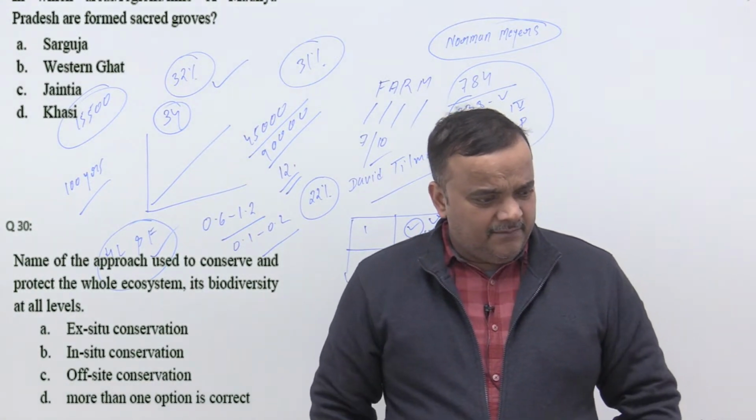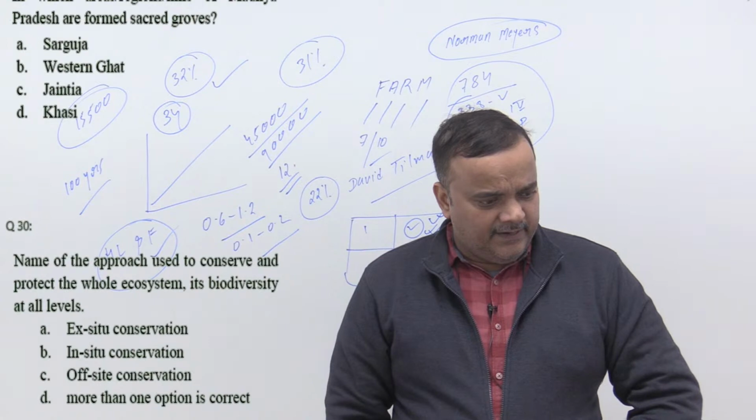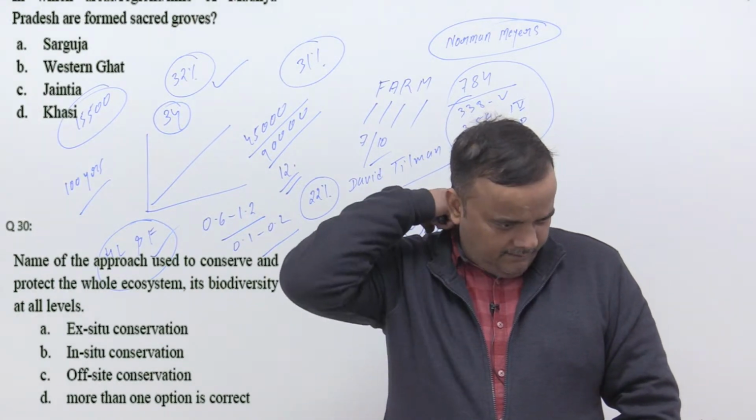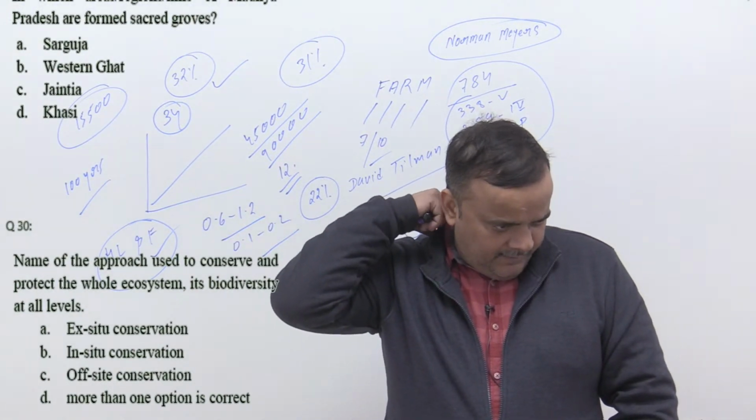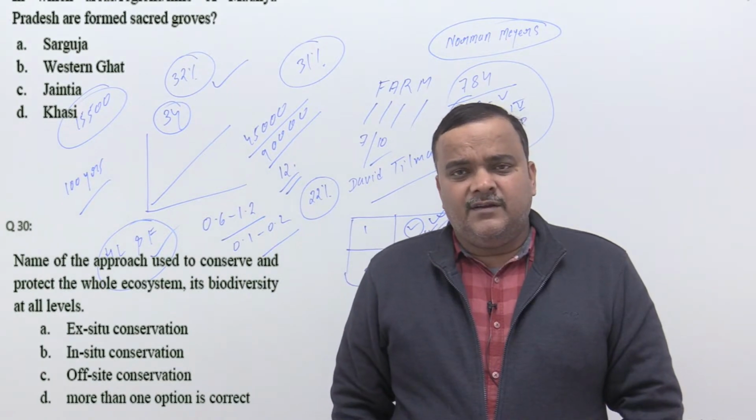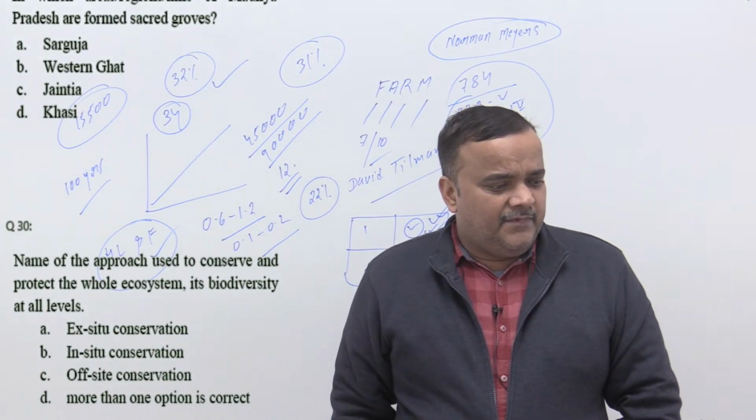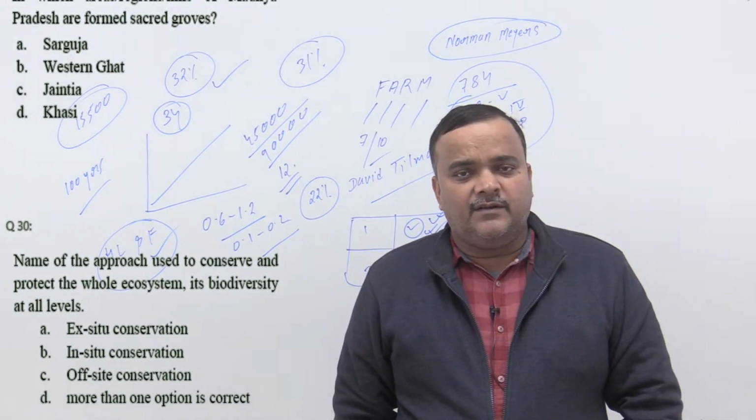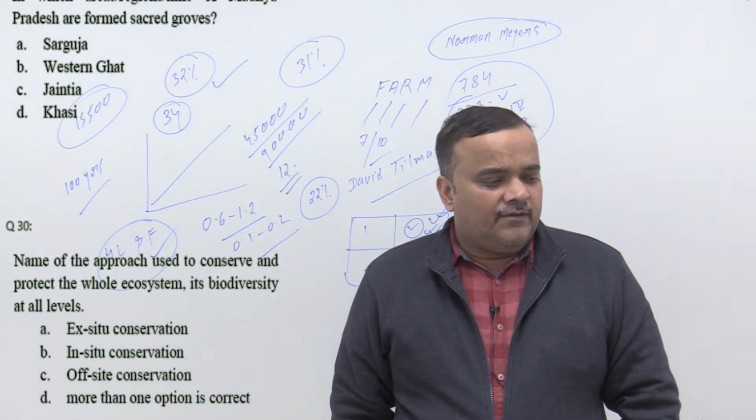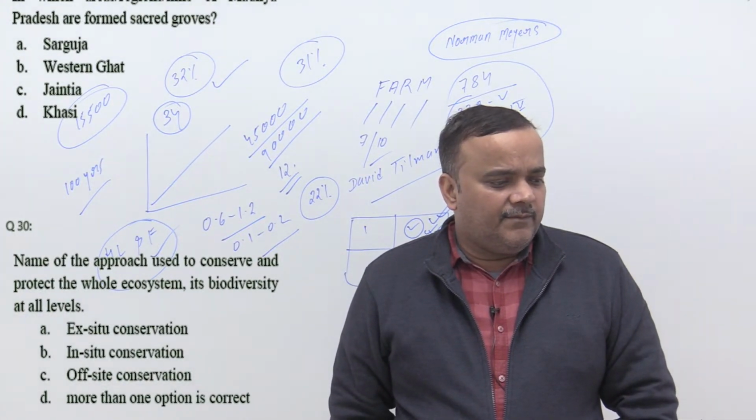Why do mammals have minimum species diversity among vertebrates? I don't think it is correct that mammals have minimum species diversity among vertebrates. It's not true. This question as such is not true.